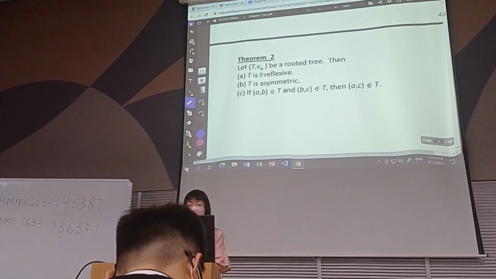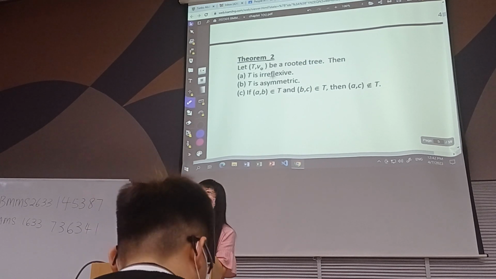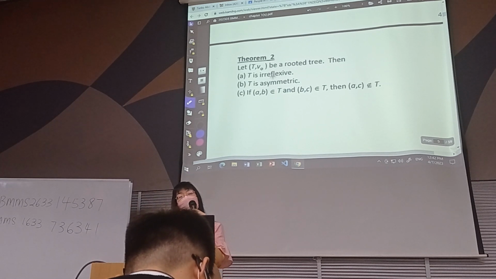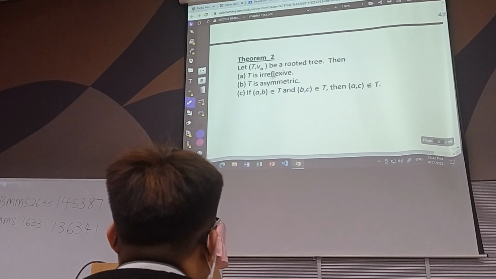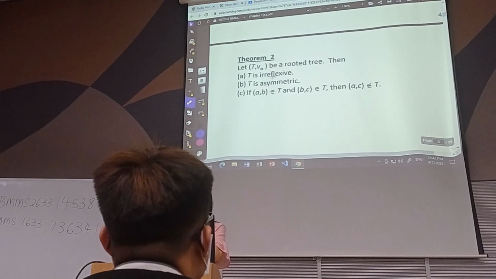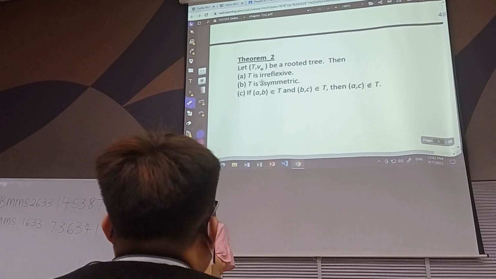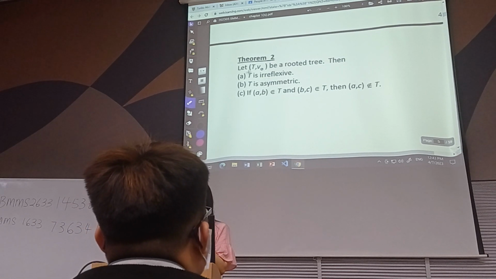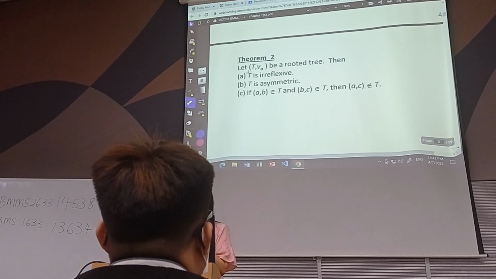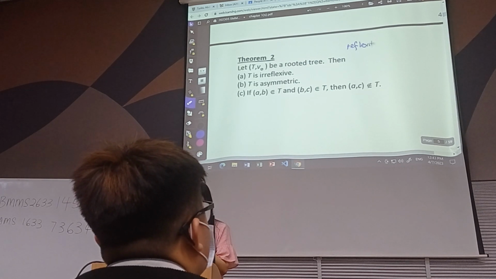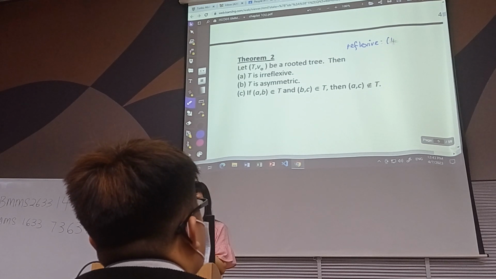Is irreflexive equal to not reflexive? No, right? If I say not reflexive, it doesn't mean it is irreflexive. Agree? Okay. Reflexive means you must have all the elements, like you have 1, 2, 3, 4, for example. If you have 1, 2, 3, 4, reflexive, you must have 1, 1, 2, 2, 3, 3, 4, 4.